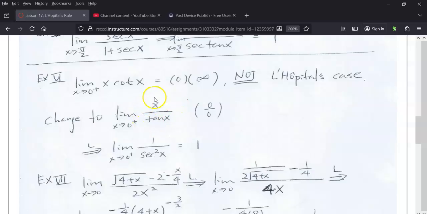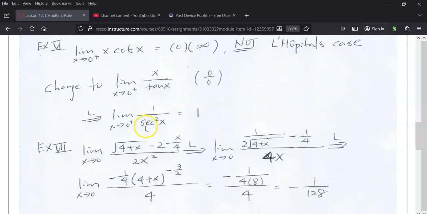Now this function, instead of x times cotangent x, if you change it to x over tangent x, this is the L'Hopital case. So if you go ahead and apply L'Hopital, you get 1 over secant squared. Then once you plug in 0 again, you get 1 over 1, which is equal to 1.